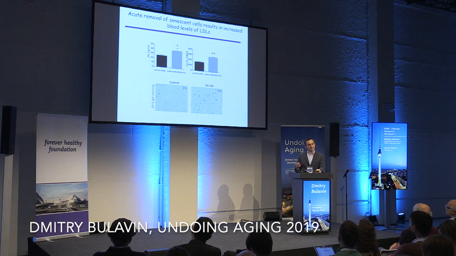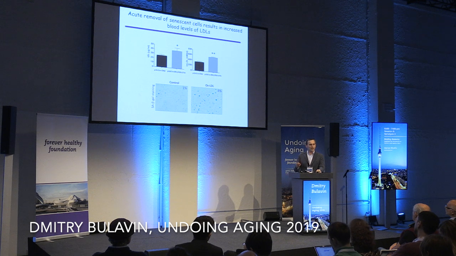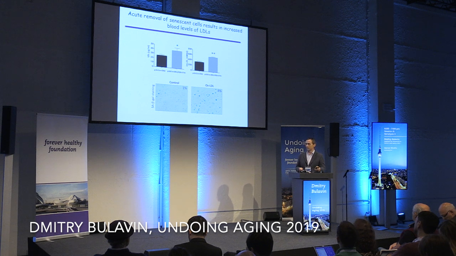So what does it tell us? That the second we start removing massively these senescent cells, the level of oxidized LDL will go up, will activate senescence in the remaining pool of the cells that have not been senescent, and if you continue this senolytic removal therapy, it will cripple the animal very fast by creating this positive feedback loop.